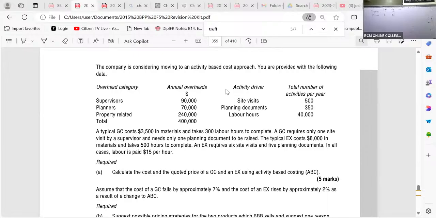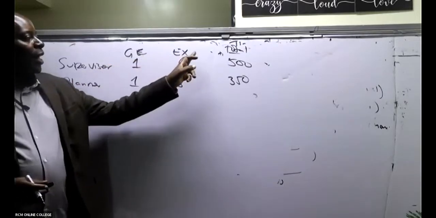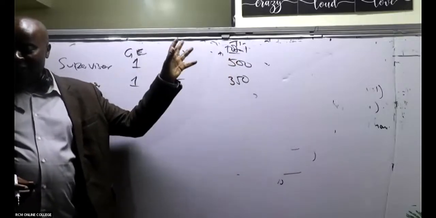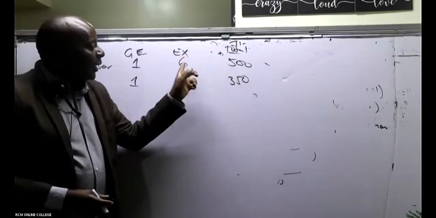Now, this question was simply for the students here to fail, because you can see they have given us the total per year. So we have here total is 500 for supervisor, and for planner, the total is supposed to be 350. This examiner wanted the students to know that apart from GC and X, we had the other products that this company was producing, which needed the supervisors and the planners. So that when it comes to apportionment, others will be taking 500 minus this and this.